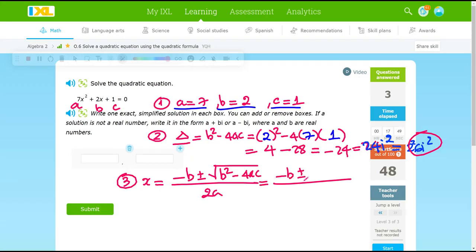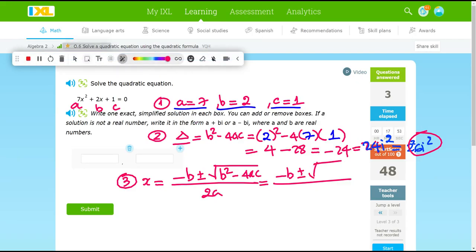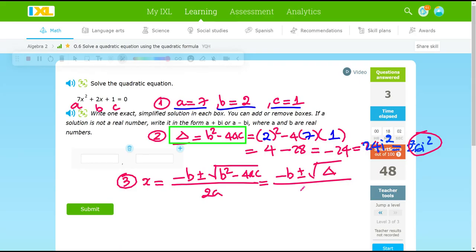So subtract b plus minus, but b squared subtract 4ac, it is the delta. Alright, so I can put the delta right here and then 2 divided by 2a. Okay, so now we substitute in, subtract b in parentheses plus minus square root of delta over 2a.